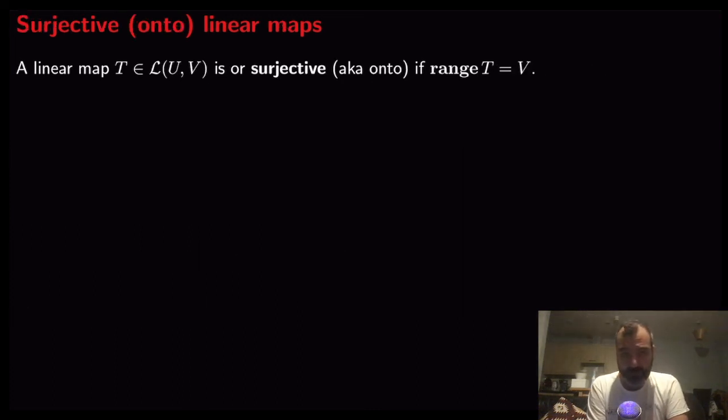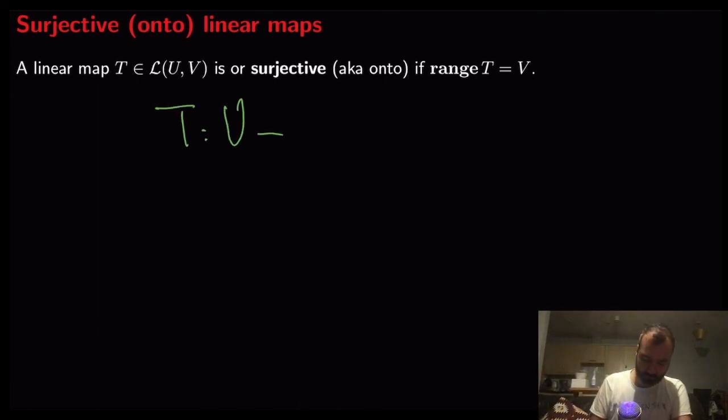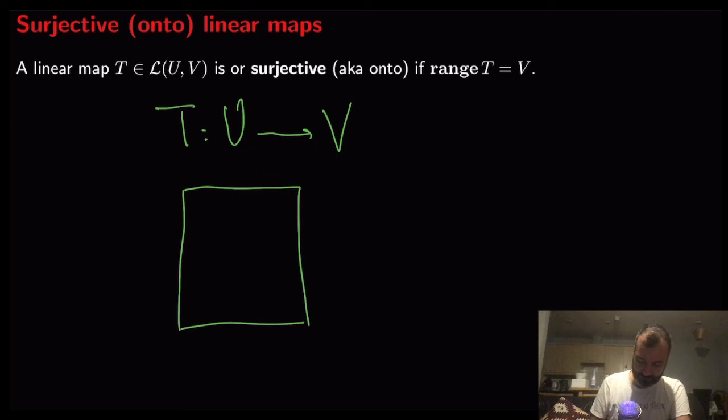And there is the concept of injectivity. There is the concept of surjectivity. We say that a linear map is surjective, which is also known as onto, if the range of this linear map is the whole output space. It is the whole V. So T goes from U to V. Before we said that maybe it doesn't. So maybe it's like this. This is U. This is V.